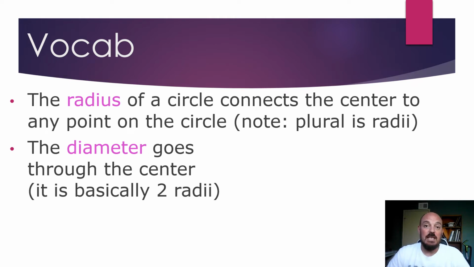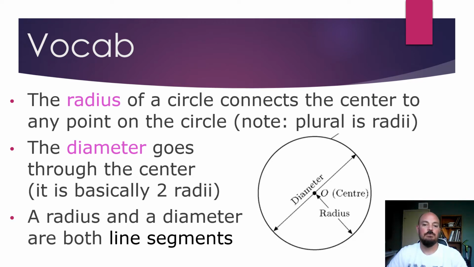New vocab word, diameter. The diameter is kind of like the radius, but it keeps going. It connects one point on the circle to another, and it goes through the center. So here's a picture that has both a diameter and a radius showing. And I said, notice that both of them are line segments. If I ask you to name a diameter or a radius, it should be a line segment. It should be like AB or PQ or something like that.